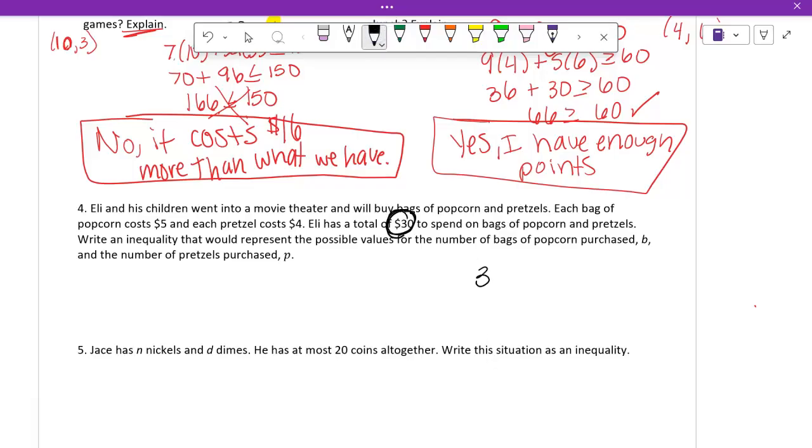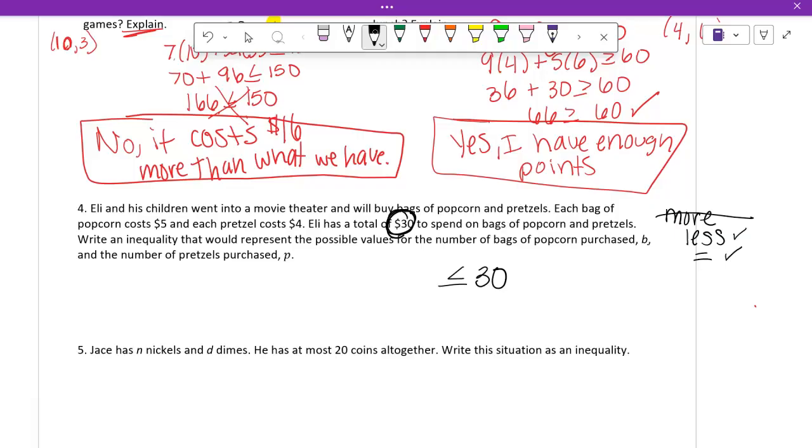So we have $30 to spend. If I have $30 to spend, can I spend more than that? Can I spend less than that? Can I spend equal to that? Well, if I have $30, I can't spend any more than that. I can spend less than that, and I can spend equal to that, so less than or equal to.